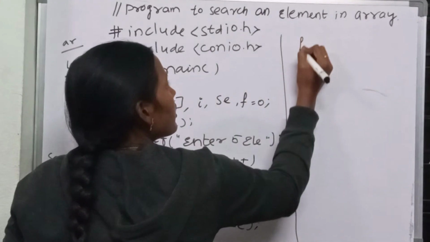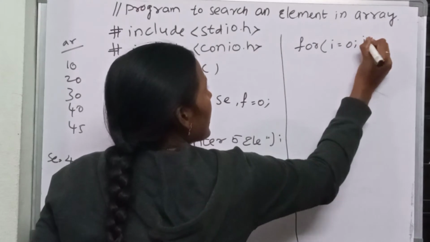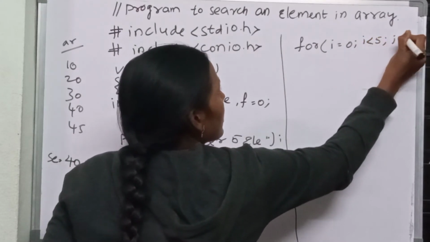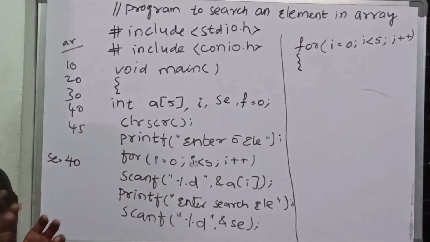Now that means we have to work with the for loop. i is equal to 0, i less than 5, i plus plus. Now in this, what do we have to do? Comparison.